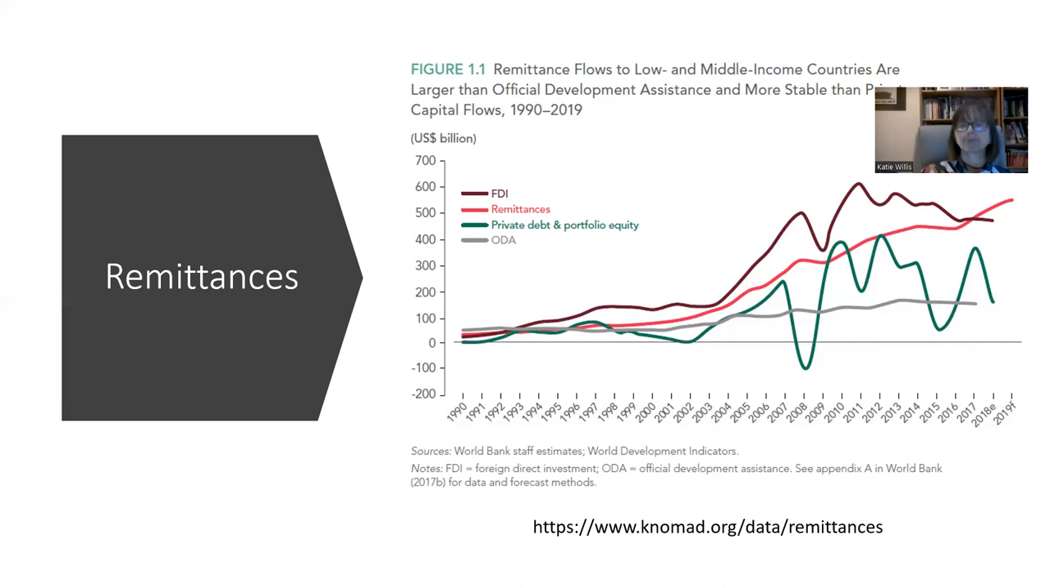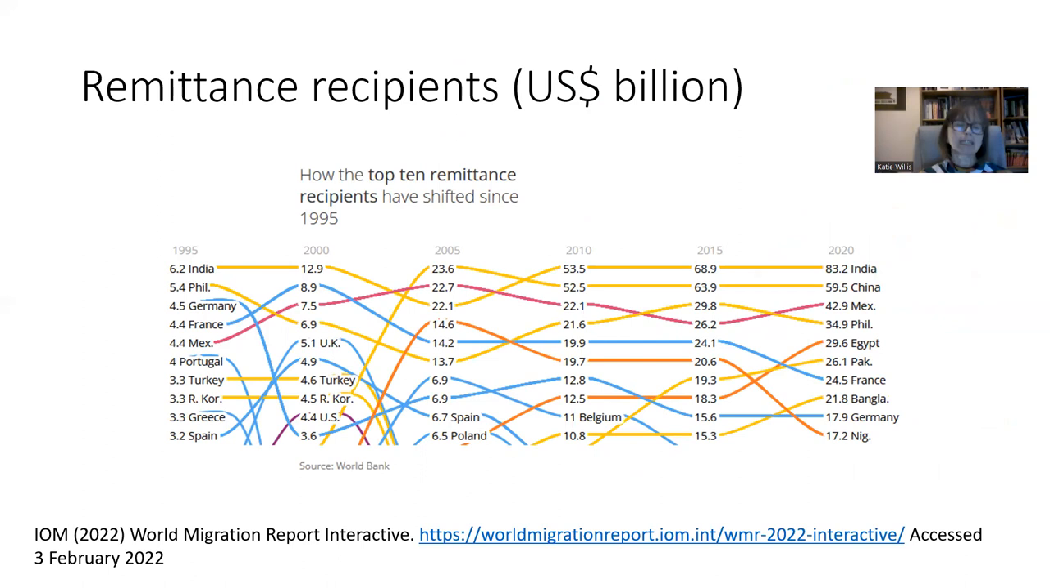And again, just to give you an idea about flows, more fantastic data from the IOM showing which countries receive the most remittances. India there in 2020 with $83.2 billion of remittances. Clearly, this is the largest in terms of amount. If you look at individual countries, you can see how remittances stack up against GDP. And in some cases, remittances are equal to a very significant percentage of GDP.